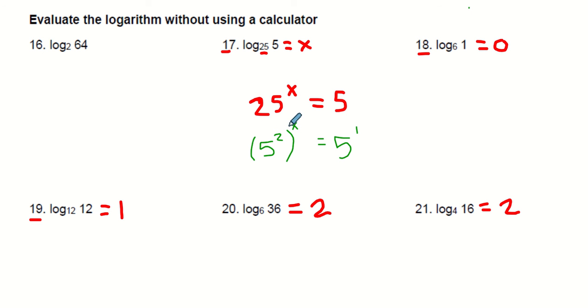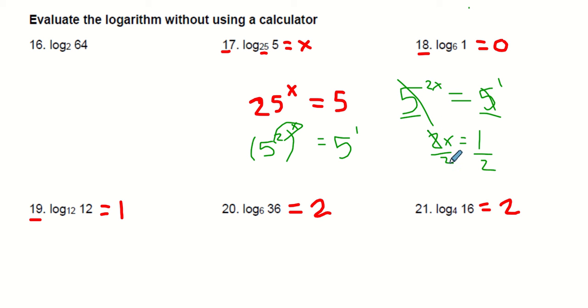Now when we have a power to a power, we multiply. So that's the same thing as 5 to the 2x. So I just multiplied 2 times x. Equals 5 to the first. And now that we have the same base, meaning 5, we get rid of the base and just set the exponents equal to each other. So 2x equals 1. This is what we did last week. And then you solve for x, which means we divide by 2. And then guys, the answer is not 2. The answer is 1/2. So hopefully this video helps and will assist you in these problems, in this matching problem.